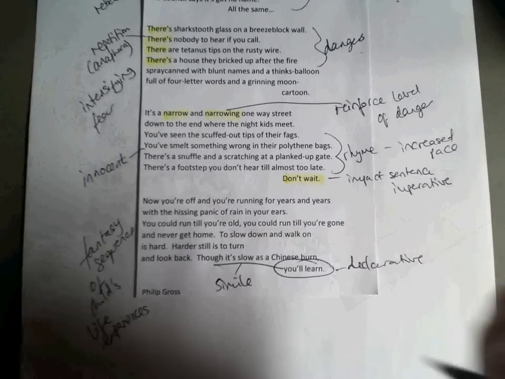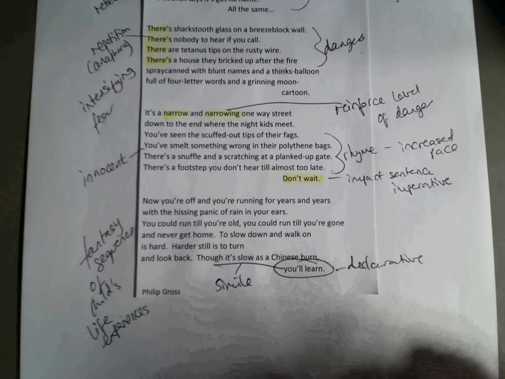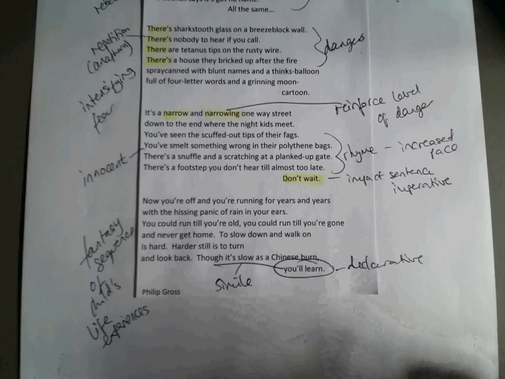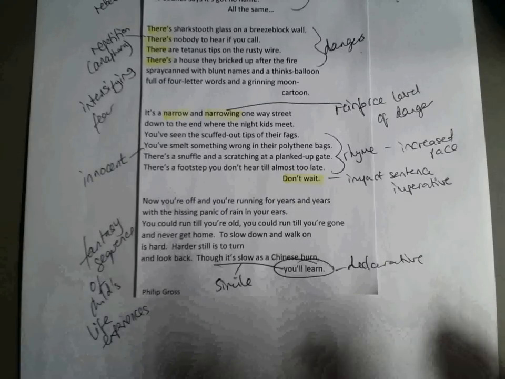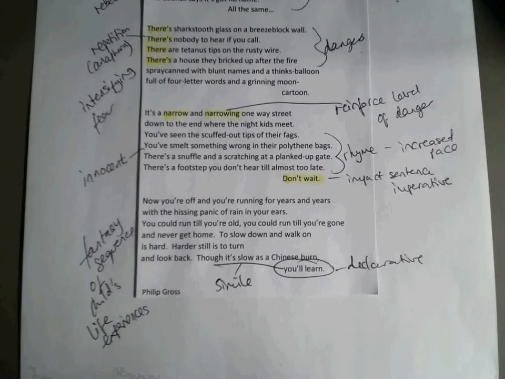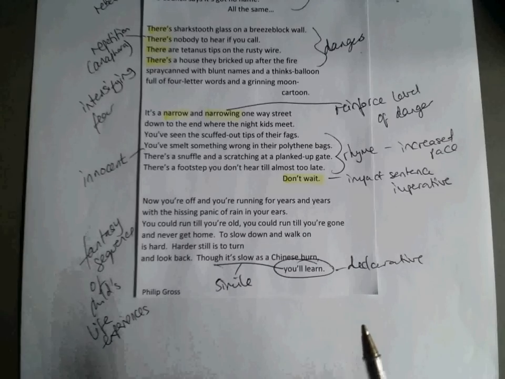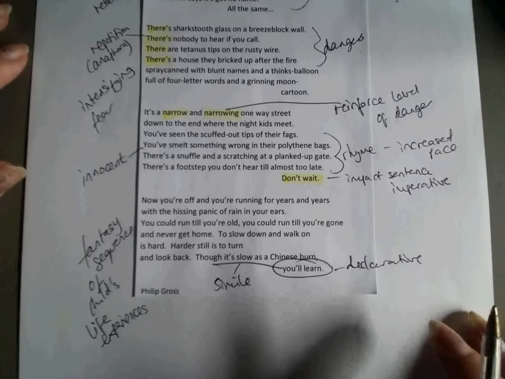Get that simile, slow as a Chinese burn, really conveying for the reader that childhood and growing up and becoming an adult, you may not realise what the world's like immediately, but it will sort of come upon you slowly, and the mum knows because she's experienced that you will learn. You're going to learn about what the world's really like.